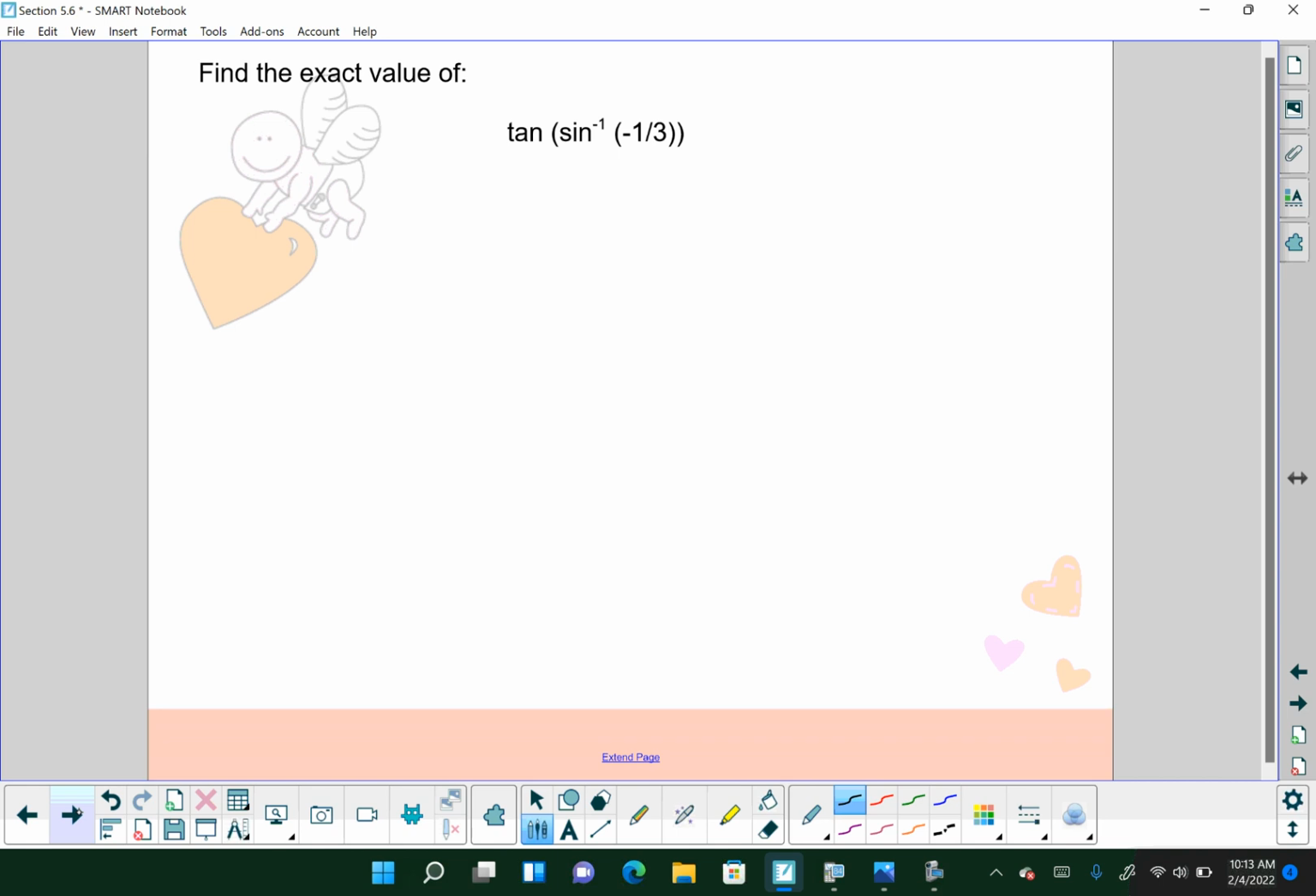Okay, so now let's talk about what happens if I've got a composition problem, but I don't have the same function. You can see here it's a tangent and a sine, and I also don't have something that's on my unit circle, negative 1/3. So what we're going to do, we're still going to work from the inside out. If I have inverse sine of negative 1/3, that means sine of some angle is negative 1/3. And inverse sine, we know, is in quadrant 1 or in quadrant 4. Well, if my sine is negative, I've got to be in quadrant 4.